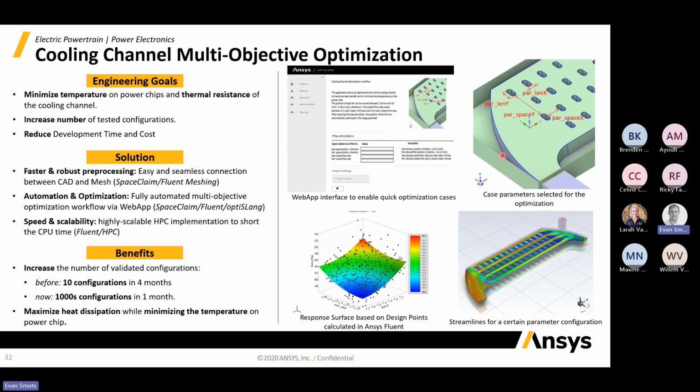Is it better further apart, closer together, or do we need more of them? How can we get the most out of this particular heat exchanger? So this is where we can do large-scale parametric studies, create a response surface, and then we can understand how this specific component works.